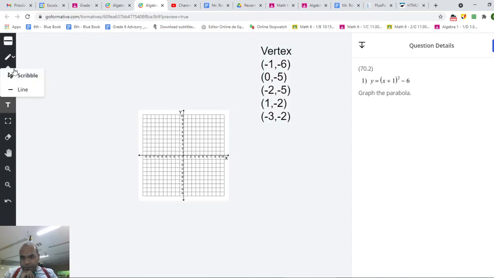Okay, let's graph right now. Here, graphing this stuff. Okay, negative 1, negative 6 here. 0 and negative 5. Negative 2 and negative 5. They're symmetric, yes. 1 and negative 2. When x is 1, it is negative 2 here. And the same thing at negative 3 and negative 2. Exactly. Okay, guys, here is my parabola for this function. Done. So easy. Yes, I told you guys.